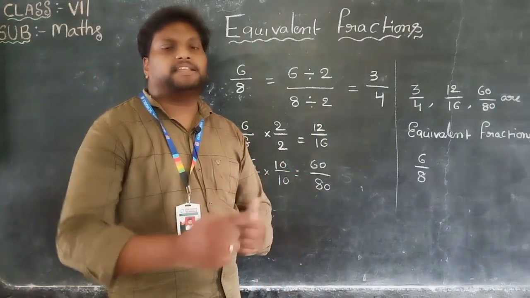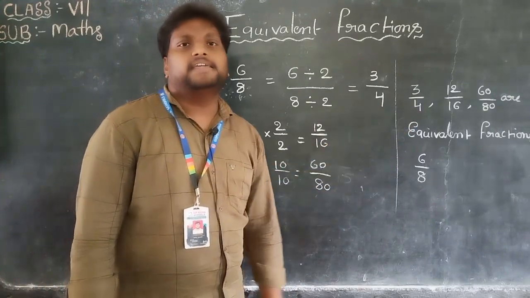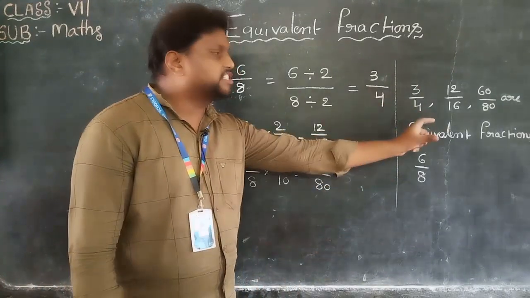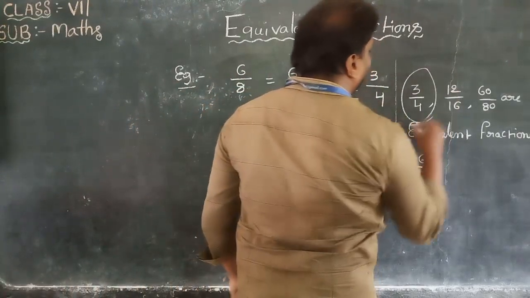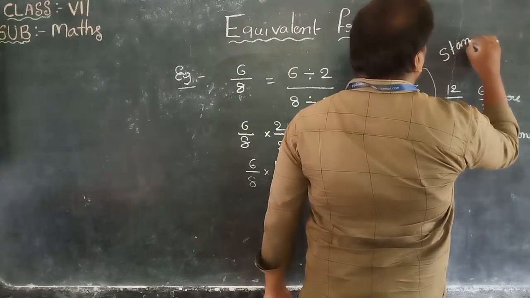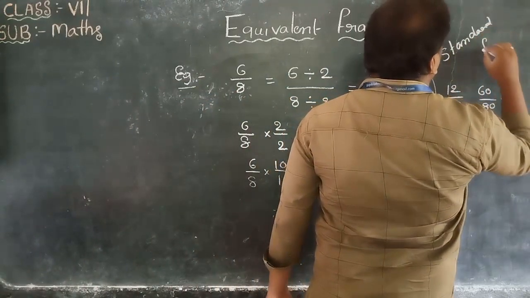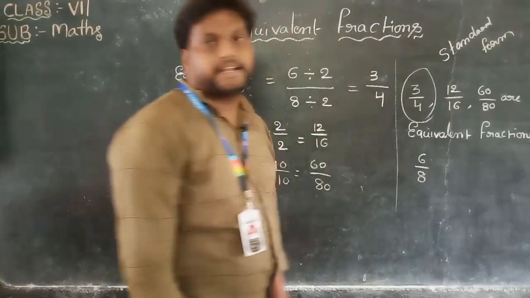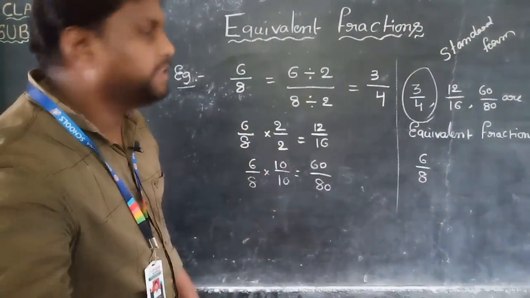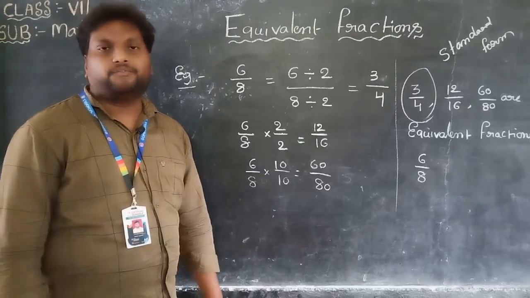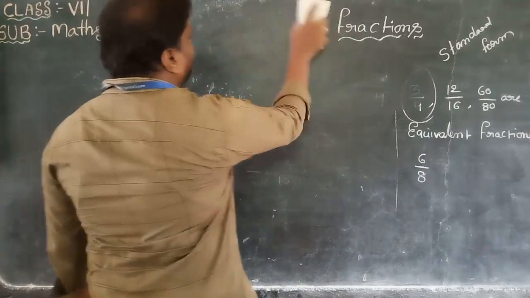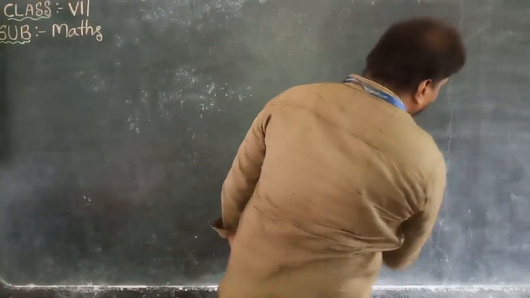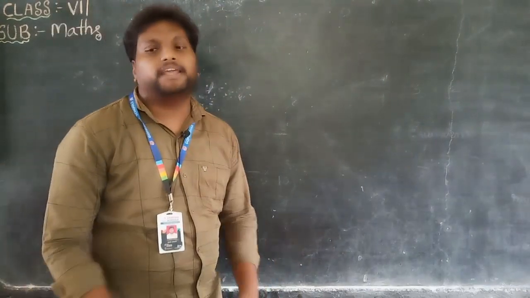Okay, there is a link between all these fractions. These fractions are called equivalent fractions. But the fraction for which cancellation is not possible, that fraction is called standard form. This is the standard form, and the remaining fractions are called equivalent fractions. What is the rule for equivalent fractions? You should apply any operation, multiplication or division, with numerator and denominator equally.